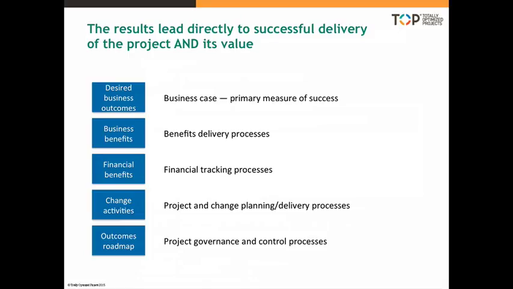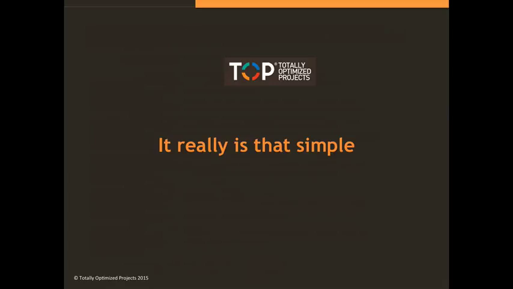This is the input to things like work breakdown structures. Now you're actually breaking down all the activities required to get you to your business outcomes, not just the activities required to deliver the project. And the outcomes roadmap is a vital project governance and control mechanism such that decisions made about the project, its scope, its delivery processes and so on can now be made in the full knowledge of their impacts on individual outcomes and their benefits and all downstream outcomes and benefits. This gives you total control over the project and its value. It really is that simple.